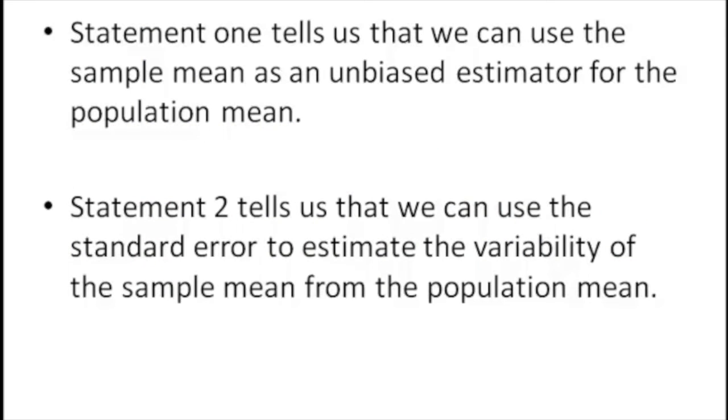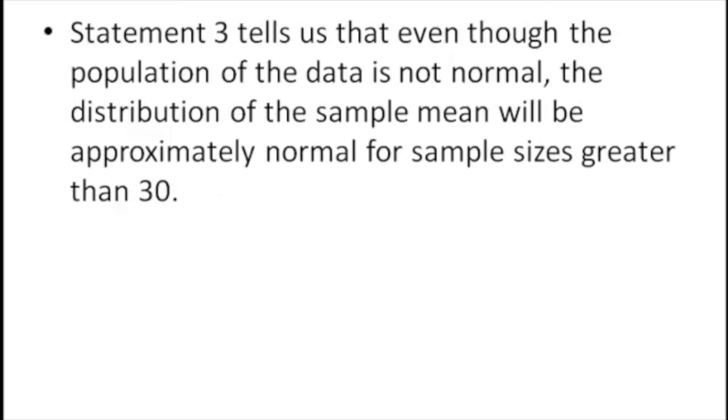We use the central limit theorem to make statements about the population using statistical inference. Statement 1 tells us that we can use the sample mean as an unbiased estimator for the population mean. Statement 2 tells us that we can use the standard error to estimate the variability of the sample mean from the population mean. And statement 3 tells us that even though the population of the data is not normal, the distribution of the sample mean will be approximately normal for sample sizes greater than 30. Hence we can assume we know the distribution of the sample mean even when we do not know the distribution of the original population.